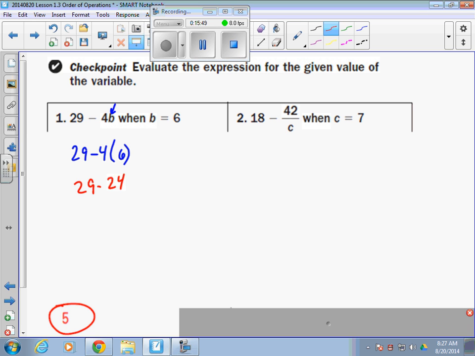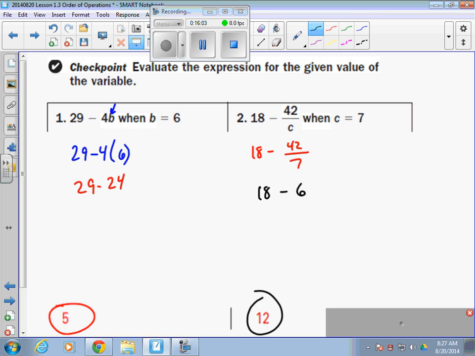18 minus 42 over c, when c is 7: 18 minus 42 over 7. That means 42 divided by 7. 42 divided by 7 is 6. 18 minus 6 is 12.